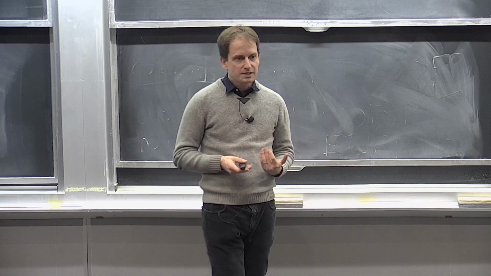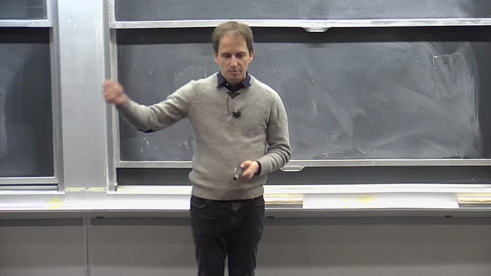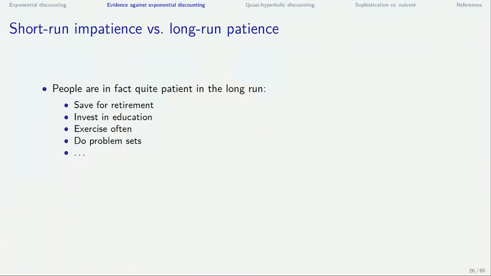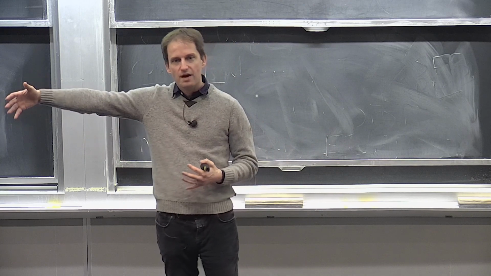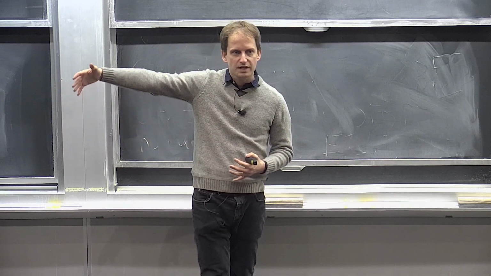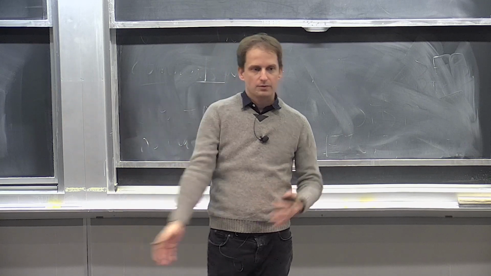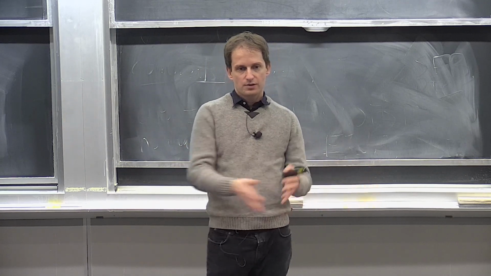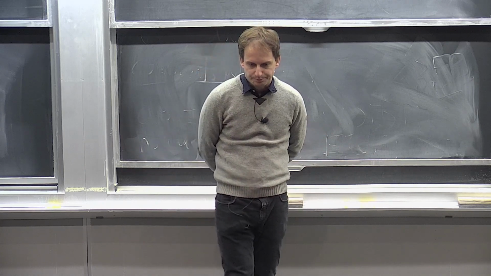So why is that unrealistic? Well, we know from many situations in the world, people care a lot about the future, right? People save for retirement, people invest in education, people exercise often, people do problem sets, people brush their teeth, people eat healthy, and so on. People invest a lot in stuff that happens 4, 5, 6, 7, 10 years from now. So they care a lot about the future in some ways. Yet we find the short-run impatience. So now we need to find some model that can bridge this gap.